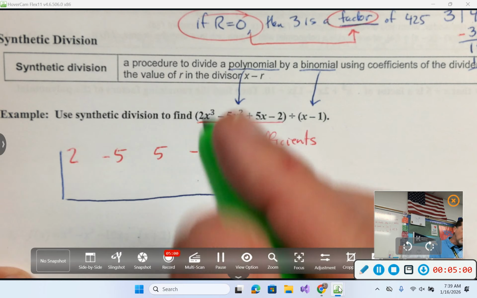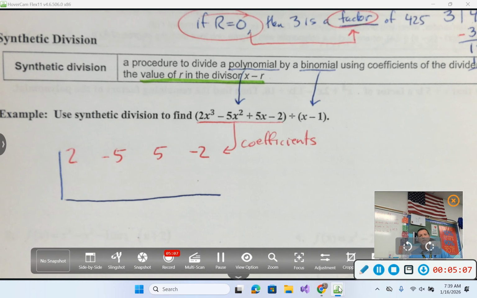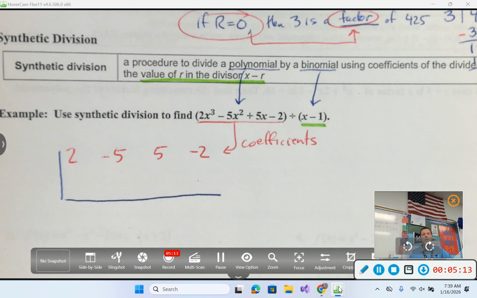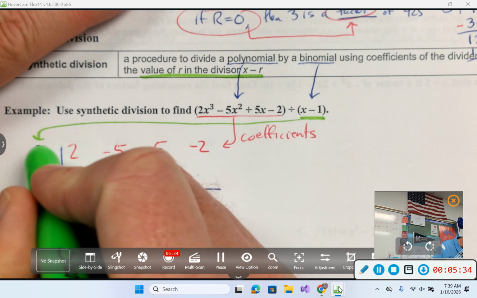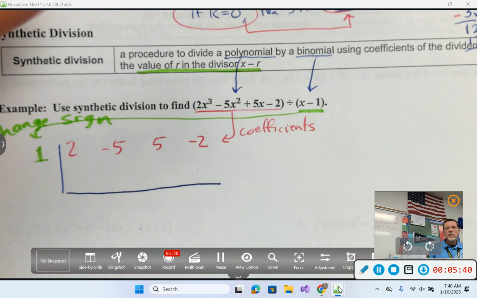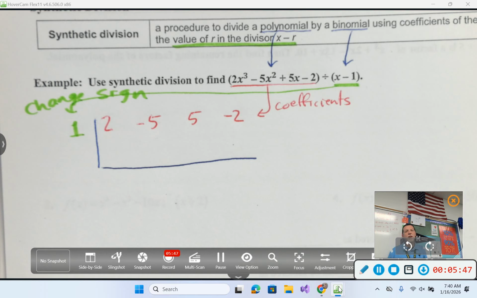Okay, and the value of r in the divisor x minus r. That sounds really complicated. Phrase it this way. If x minus 1 is a factor, then what is the root? What is the solution? This is what we just did yesterday, right? If x minus 1 was one of the factors, then what was your next step if it was a solved problem? You'd set it equal to 0. What would you get for x in this problem? 1. And so we change the sign for the number that goes out there. Change the sign. Just like you always change the sign when you go from a factor to a root. Sign changes. Same thing here. Change that sign.